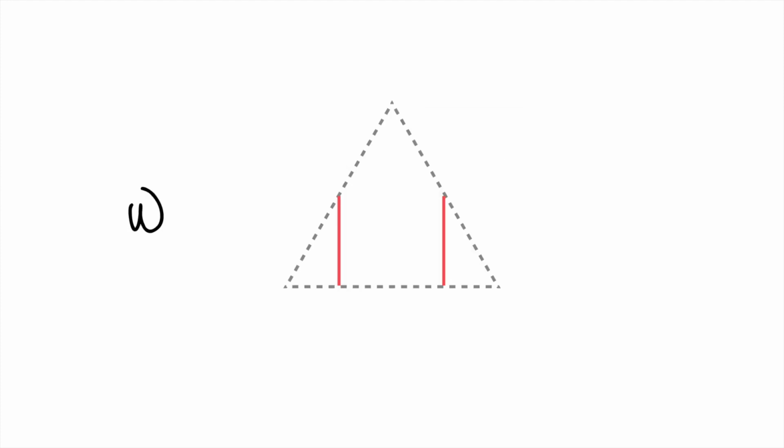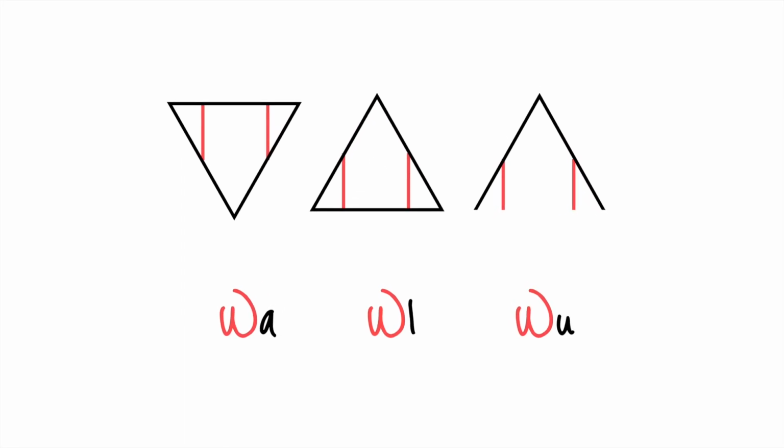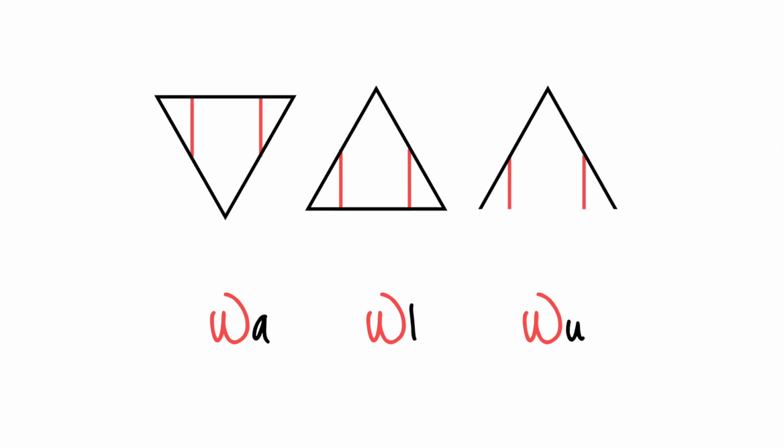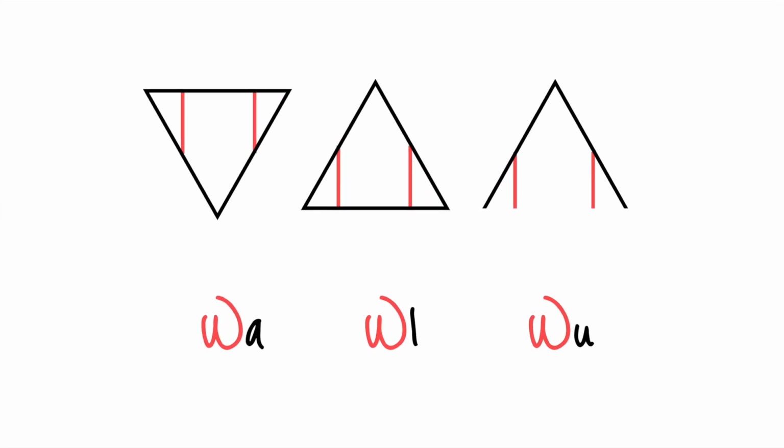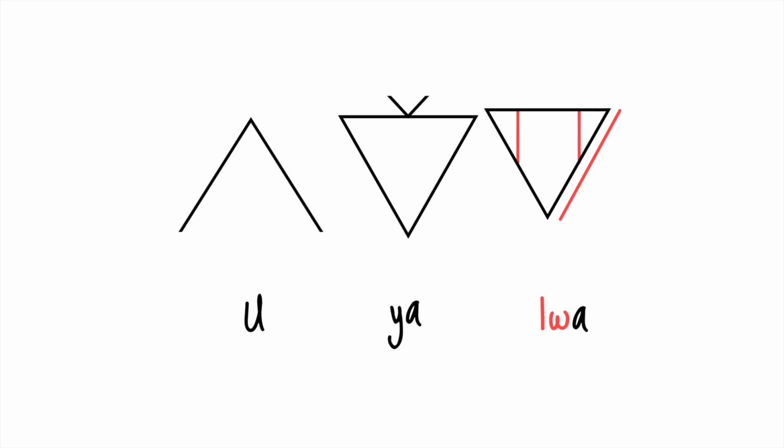Last but not least is the approximant for the W or the wa. I would describe it as two straight lines situated inside the vowel triangle. Again, please pay close attention to how the consonant rotates with the vowels wa, wi, wu. You will find it mostly chained with the L consonant making lwa, lwe, lwi. A good example is the word uyalwa.